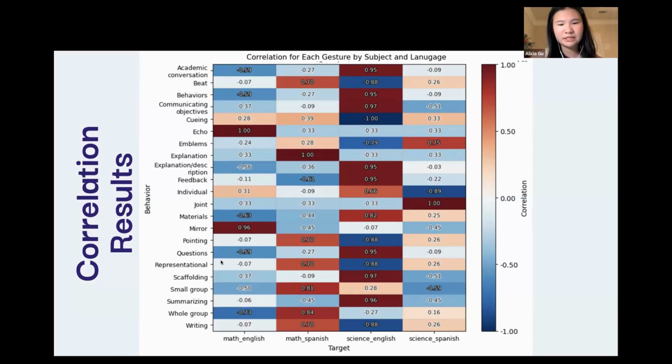Science and English group suggests that concept-forward teaching behaviors, such as communicating objectives, asking questions, and giving feedback, are more consistent with the teacher-led explanation and guided questioning during science demonstrations, especially with positive clusters for academic conversation, explanation, description, materials, and scaffolding. And then science and Spanish had a lot fewer of the extreme correlations, except for here with joint and emblems, showing very consistent with culturally conventional signals that might pair well with Spanish instruction.